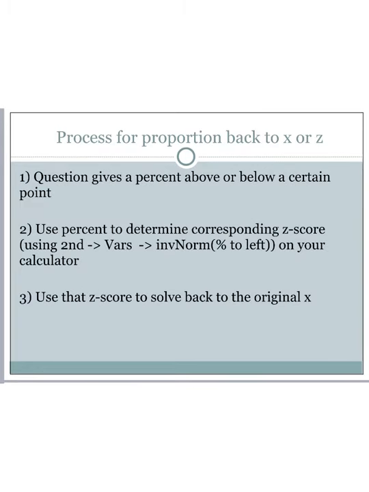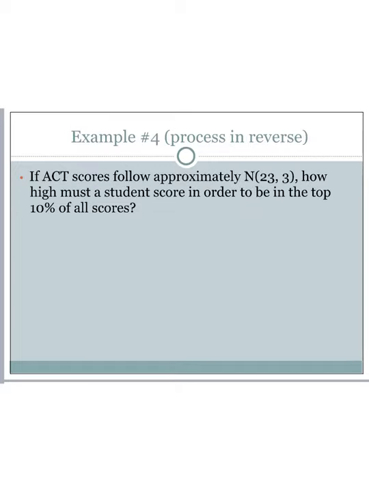Finally, that was going from proportions back to z's. So again, the question is going to give a percent above or below a certain point. So you're at the 80th percentile, or you're in the top 20% or something like that. You're going to use that inverse norm again, and then use that z-score to solve back to the x. So just an example of that here quickly.